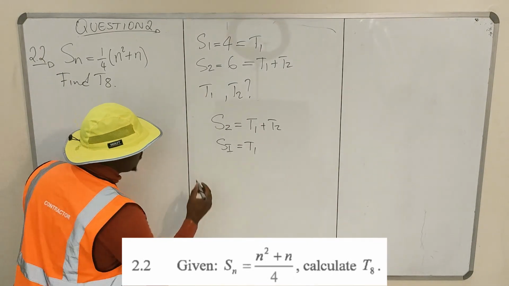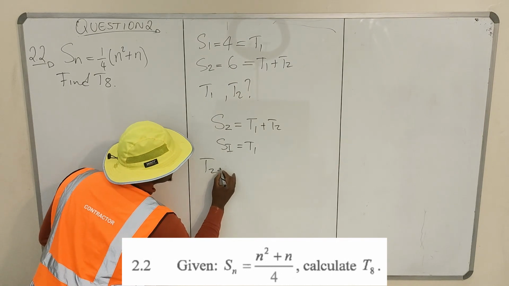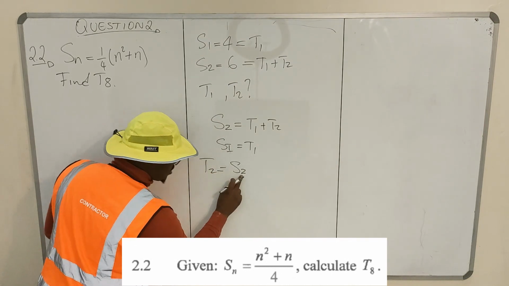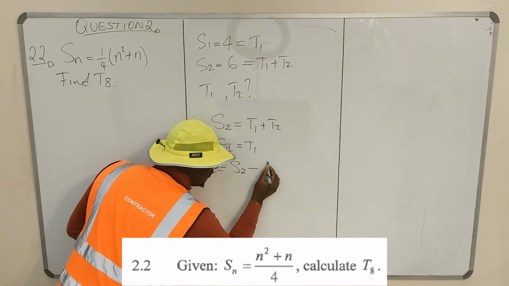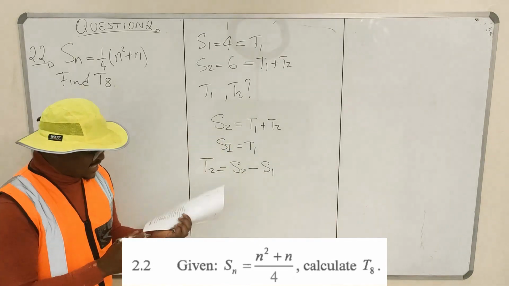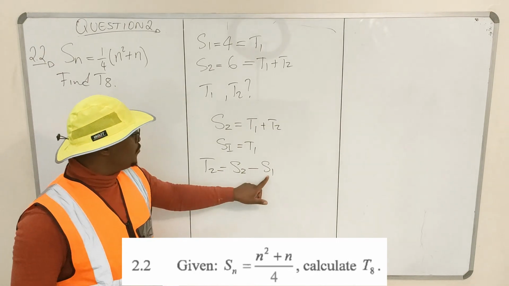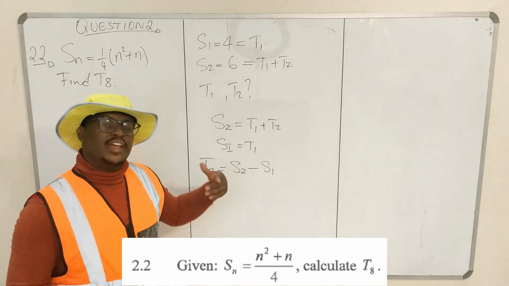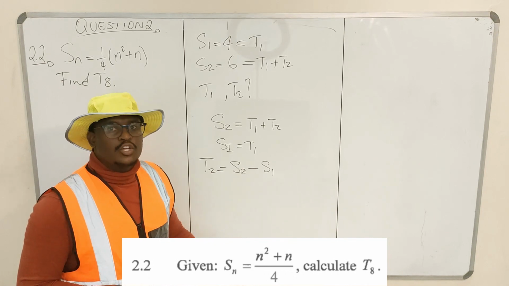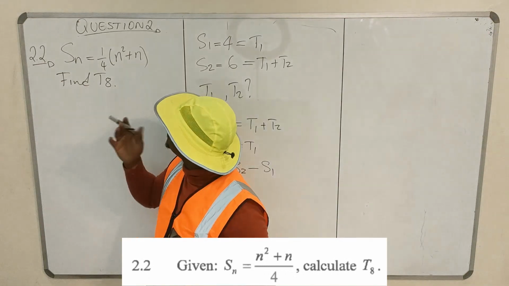So, to find T2, you must say the sum of 2 terms adds term 1 and term 2, and then you remove the sum of one term. The sum of one term will remove the first term from this one, and you'll be left with the second term. So you use similar logic here.